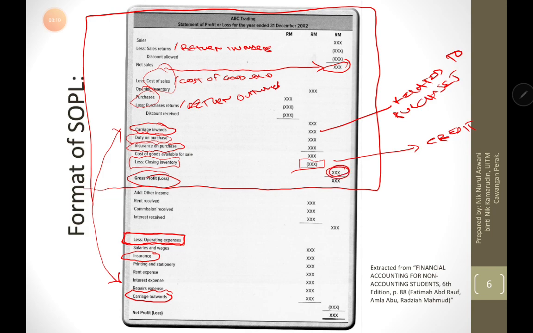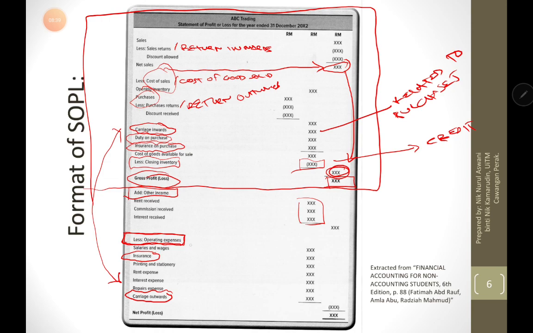Okay. And then kita akan dapat total. Total ni kita akan tolak net sales minus cost of sales ataupun cost of goods sold, kita akan dapat gross profit. Okay. The second part will be other income and expenses. Other income kita akan campur add other income, rent receive, commission receive, interest receive, biasanya yang itulah. Biasanya on credit side lah, revenue kita akan campurkan.